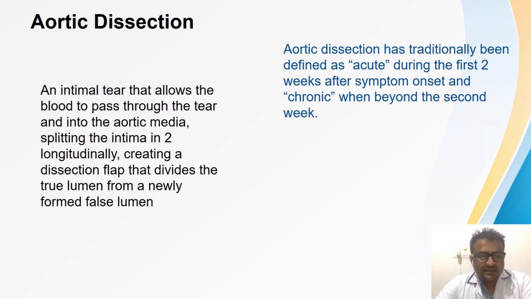Aortic dissection is an intimal tear that allows blood to pass through the tear into the aortic media, splitting the intima longitudinally, creating the dissection flap that divides the true lumen from the newly formed false lumen. We will see further how it creates a false lumen and propagates distally. The aortic dissection has traditionally been defined as acute during the first 2 weeks of symptom onset and chronic when beyond 2 weeks.